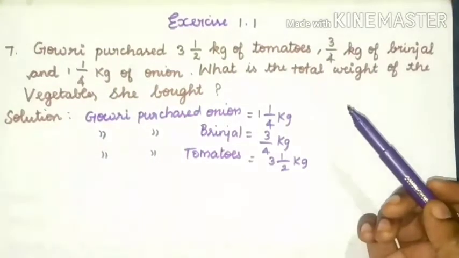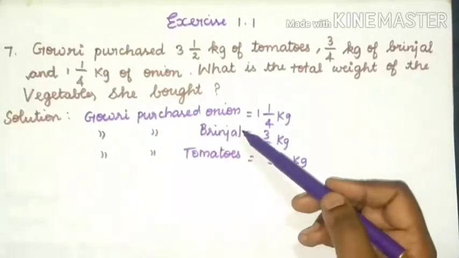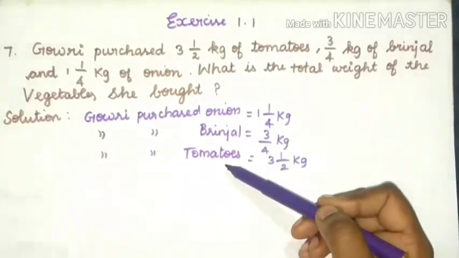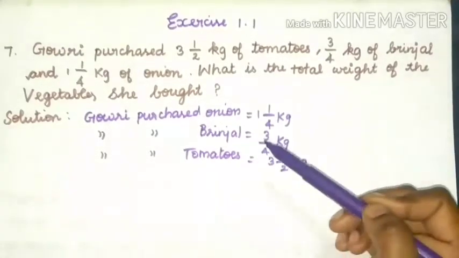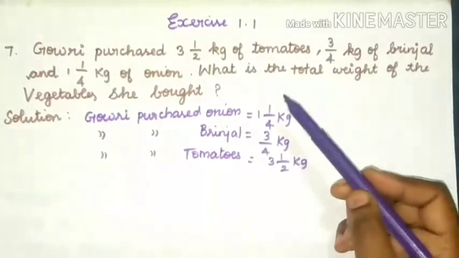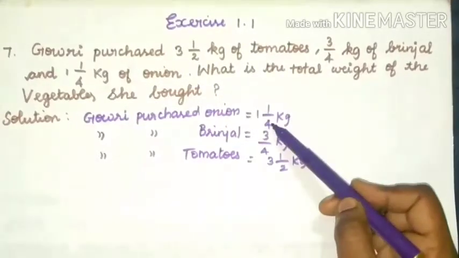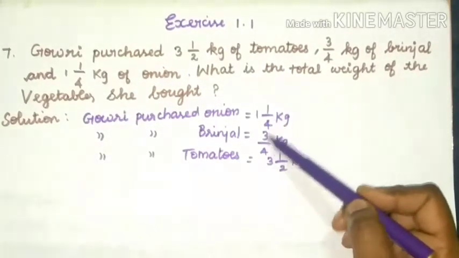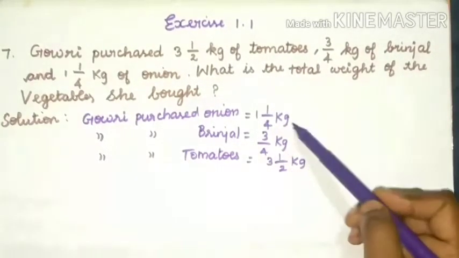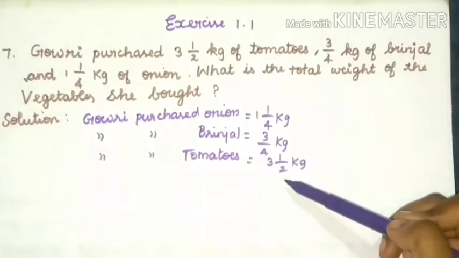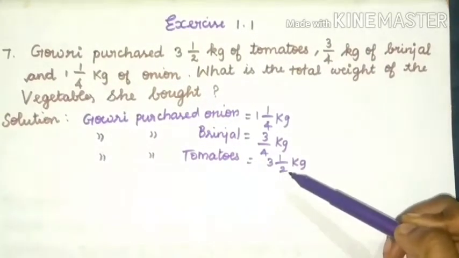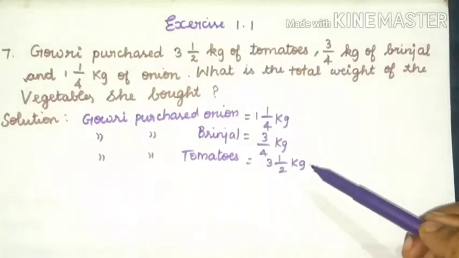Students, why here I have written onion as first, brinjal as second and tomatoes as third? Because if you have to add the fractions, the denominators should be the same. Here both the denominators are the same. So first you have to add these two, and then you have to add the third one, that is tomatoes.